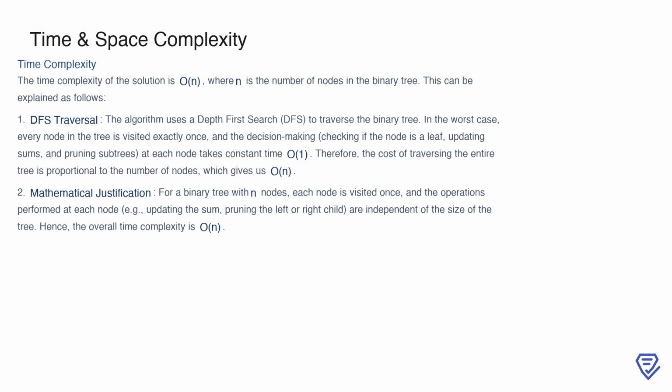When you multiply the constant time per node by the total number of nodes, you get a time complexity of O(n). Mathematically, since each of the n nodes is processed independently, the total cost scales linearly with the size of the tree, reinforcing the O(n) complexity.